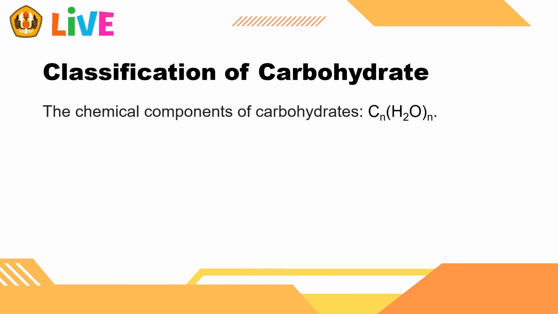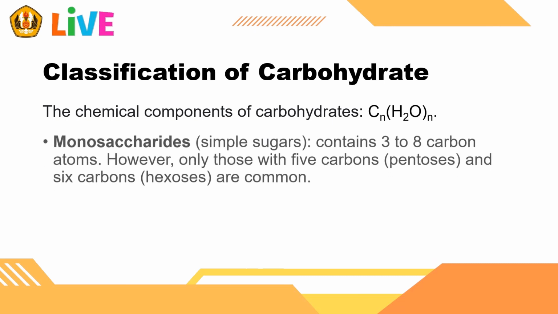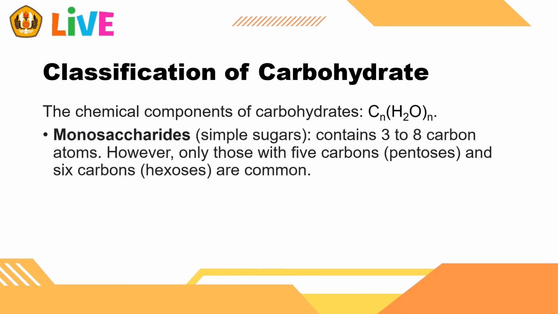Carbohydrates are composed of carbon, hydrogen, and oxygen and have a general formula that approximates CH2O. Carbohydrates are classified into monosaccharides, disaccharides, and polysaccharides. Monosaccharides, or simple sugars, are actually the smallest units of carbohydrates. They contain 3 to 8 carbon atoms. However, only those with 5 carbons, or pentoses, and 6 carbons, or hexoses, are common.